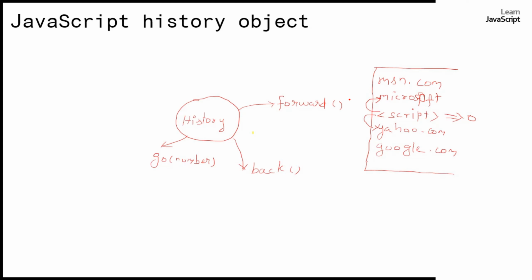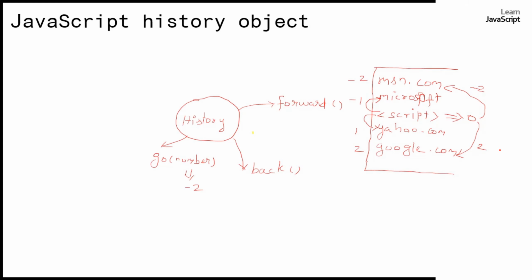As per history, this will be treated as -1 and -2. So this is the past history, and in the forward direction we have two more entries. If we pass -2, then from our script we will directly jump to amazon.com. And similarly, if you pass +2, you will directly go to google.com.